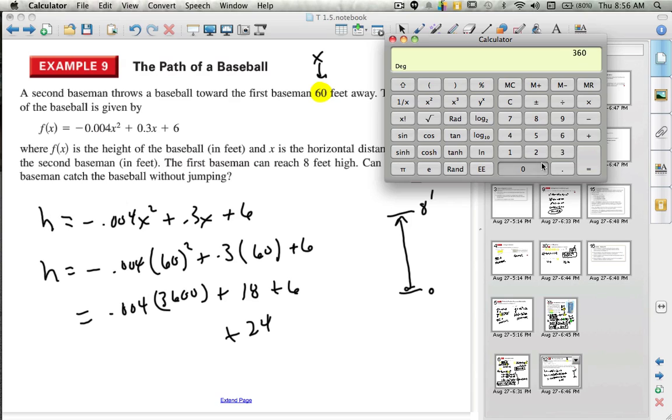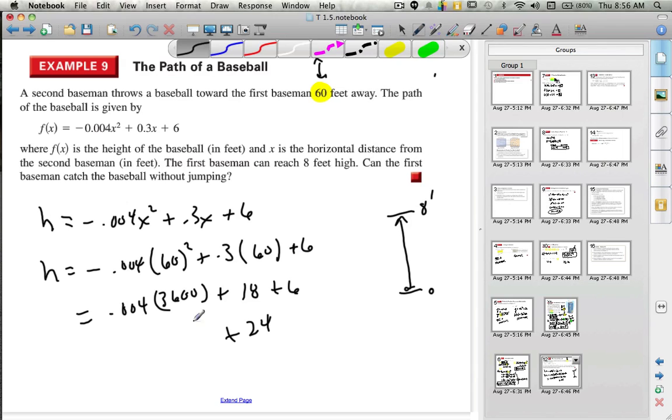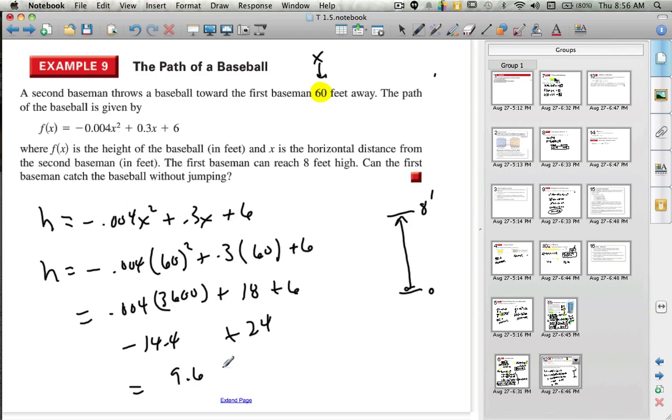So 3600 times 0.004 equals 14.4. So we're going to have negative 14.4 plus 24. That equals 9.6. So can he catch the baseball without jumping? No, the ball's up here. No. Hopefully he can jump 1.6 feet. I bet he can, and he can still catch the ball.